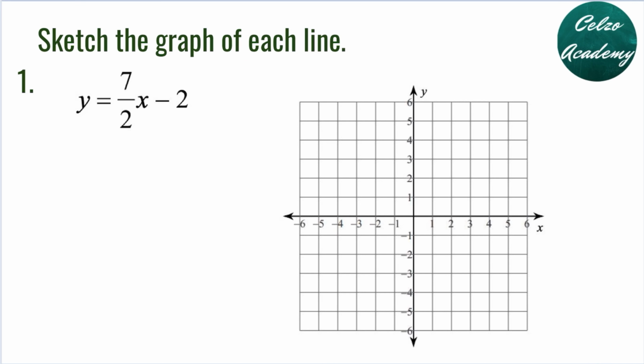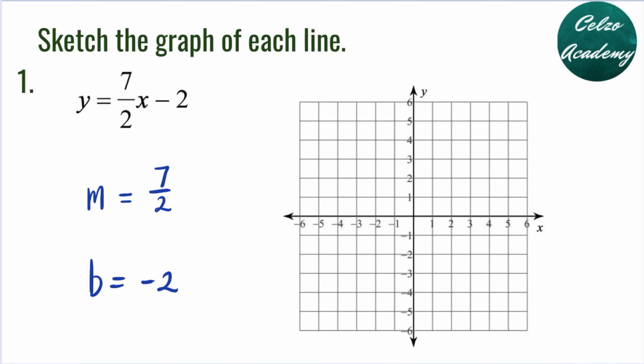Question number 1. y = 7/2 x - 2. This equation is in the slope-intercept form y = mx + b, so we can easily identify the slope m and the y-intercept b. What do you think is the slope? The slope here is 7 over 2 and the y-intercept is negative 2.